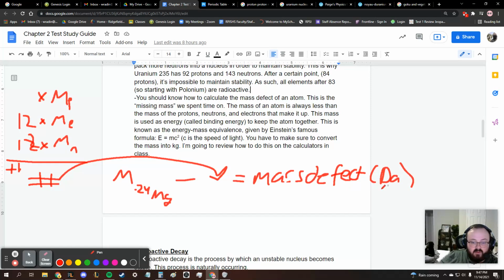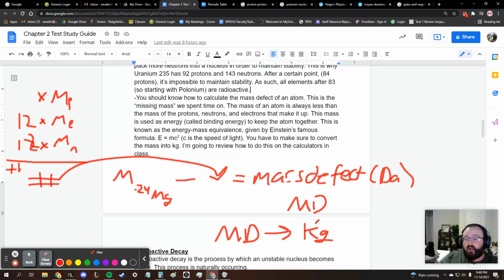Now, you have to take this number, which I'm going to call MD, our mass defect, and convert this from Daltons into kilograms. My practice problems will do this, and I will go over how to do this. I will show you on the calculator, but you've got to know how to do this because we are going to be doing a lot of calculations that use big numbers like this or really small numbers. This is why I taught all that scientific notation. We're going to need to use it for the rest of this class, basically.